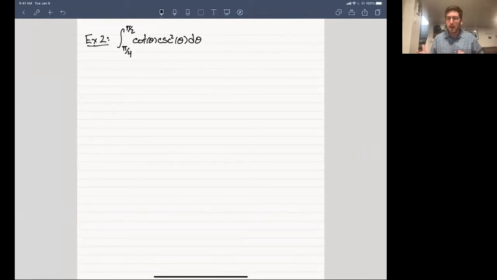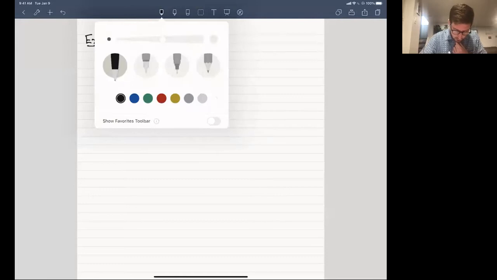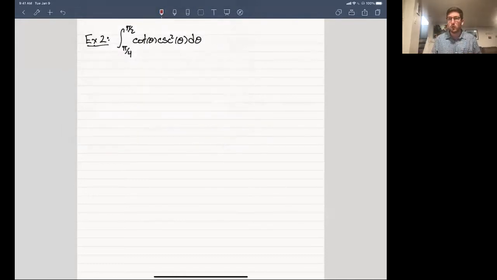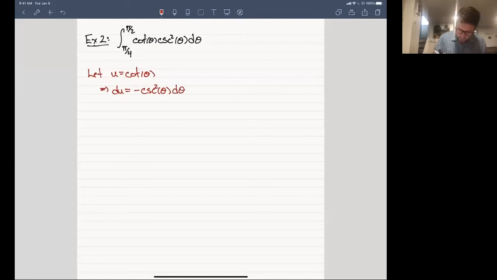Again, don't be intimidated by that theta, right? Theta's not doing much. It's just the independent variable. You can call it x if it makes you more comfortable. So the question is, what is it that we want to substitute for? Well, this might take a little bit of refreshing, but the derivative of cotangent is exactly negative cosecant squared. So I'm going to let u equal the cotangent of theta. And this tells me that du is equal to minus cosecant squared of theta d theta.